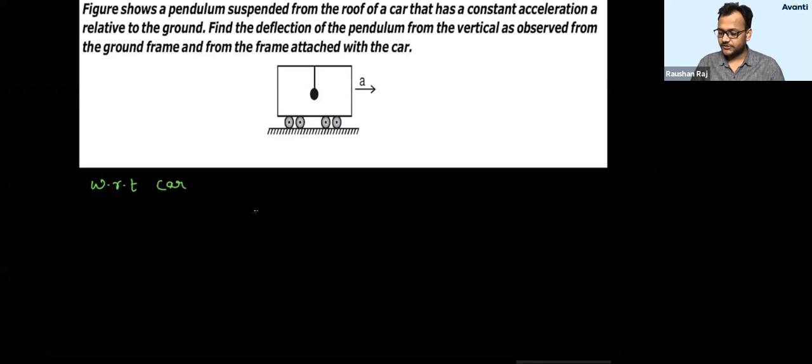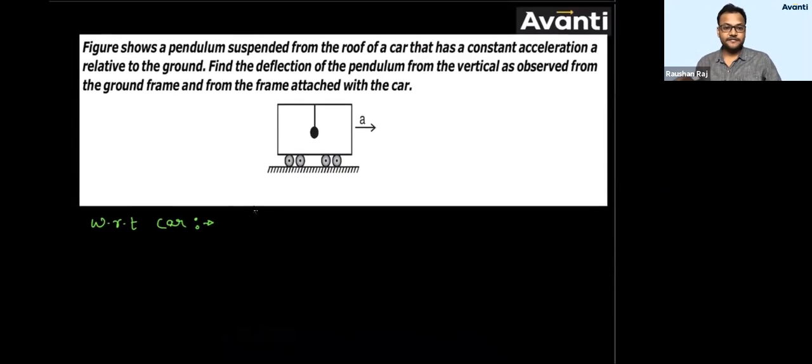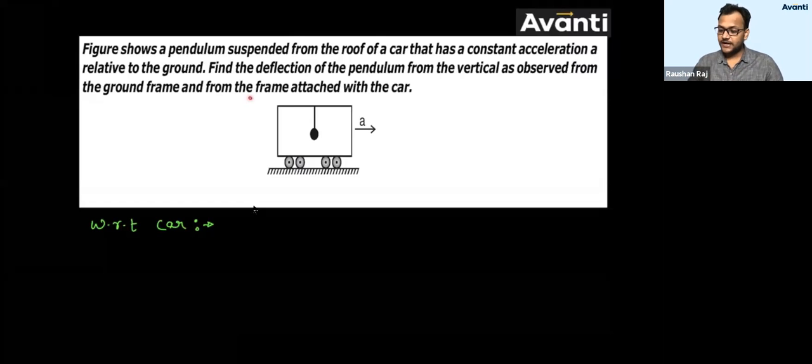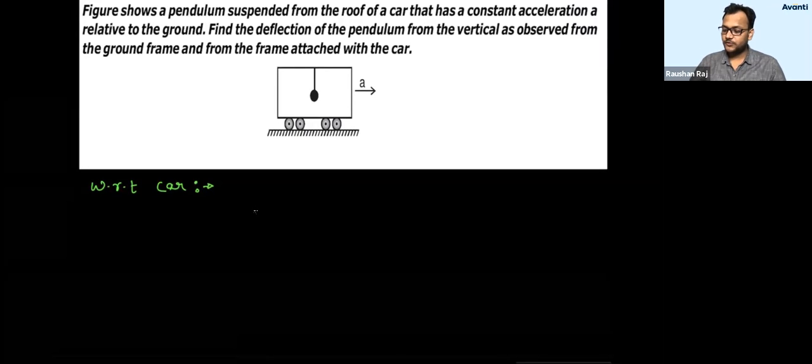Sorry to say, I'm not going to solve this. I am asking you to solve this. बहुत ही आसान है बच्चा, जल्दी से करो. Come on guys, let us find out what will be the deflection of pendulum as observed from the frame attached with the car. That means if you are going to observe the bob with respect to car or being in the car, what will be the deflection with respect to the vertical? जल्दी से बताओ बच्चा. Deflection from the vertical. Diagram बिल्कुल सेम रहेगा बच्चा.